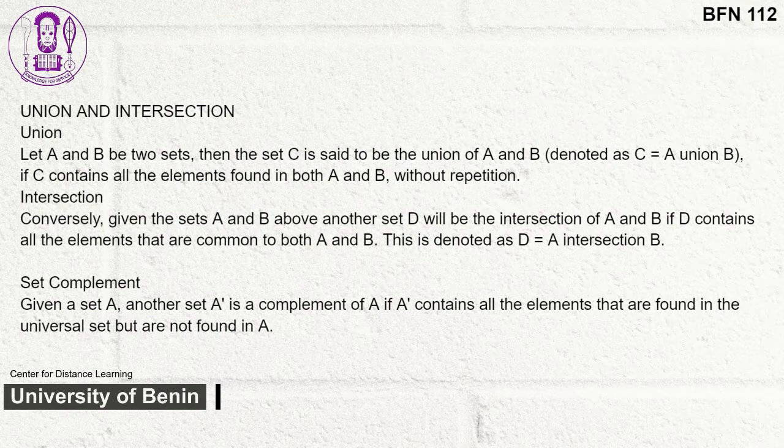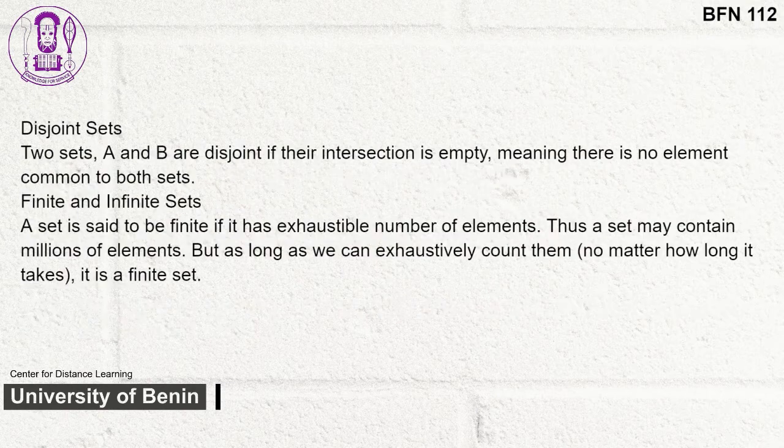Set complement. Given a set A, another set A' is a complement of A if it contains all the elements that are found in the universal set but are not found in A. Disjoint sets. Two sets, A and B, are disjoint if their intersection is empty, meaning there is no element common to both sets.